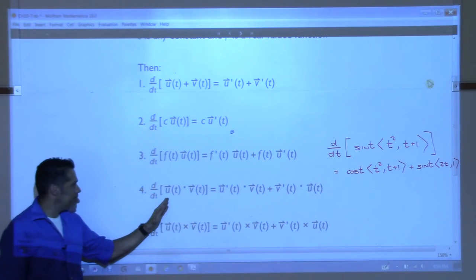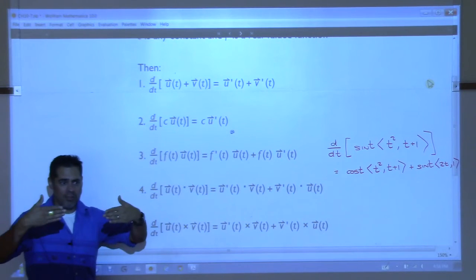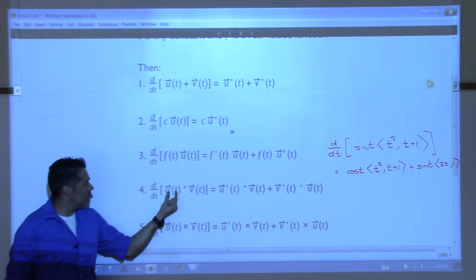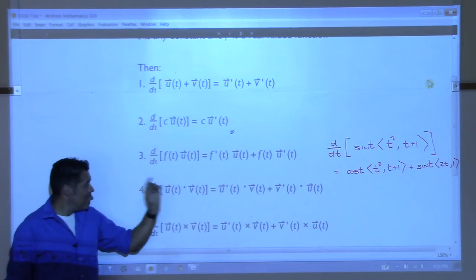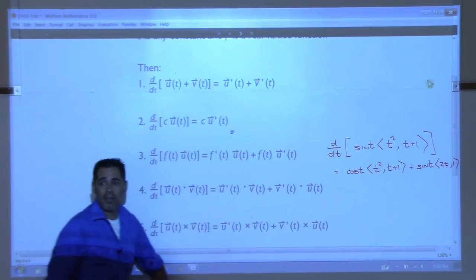Look at this one. If you have two vector functions dotted together, because you can dot two vectors, right? So if I have a vector function dotted with another vector function, and I want to take the derivative of that dot product, it's this. And what does that look like?